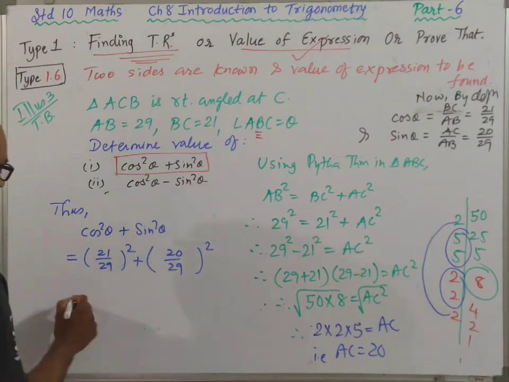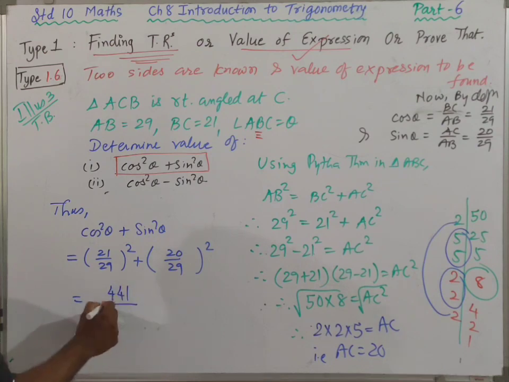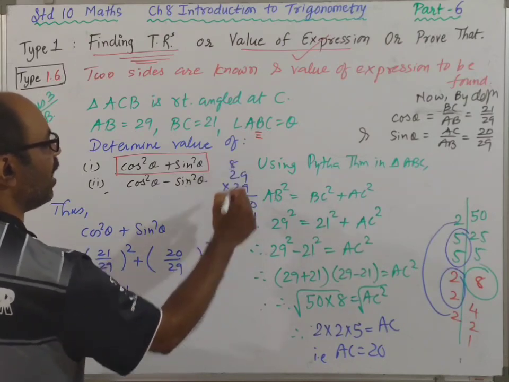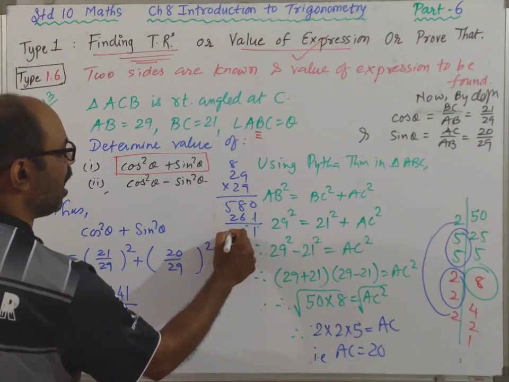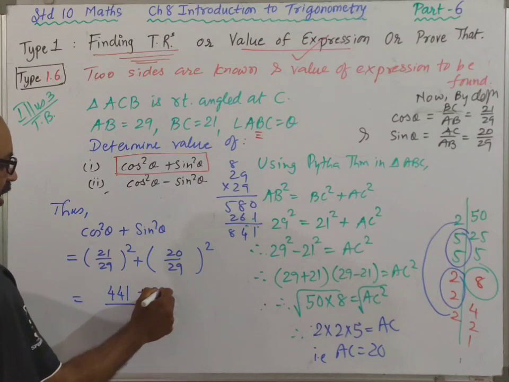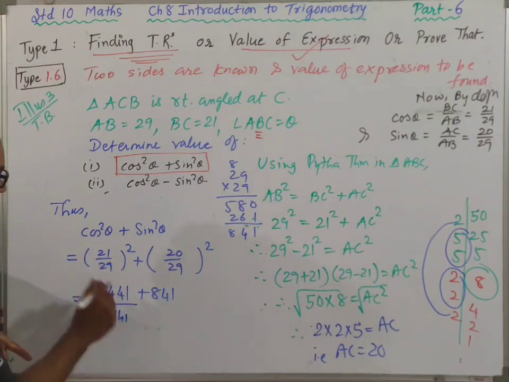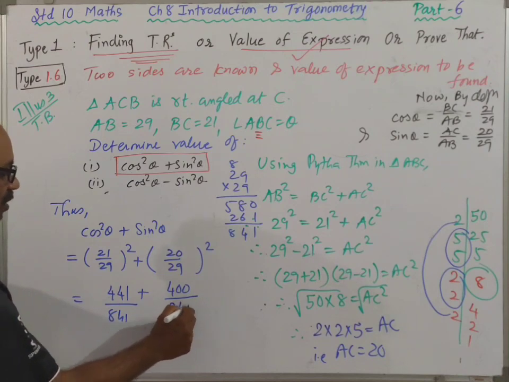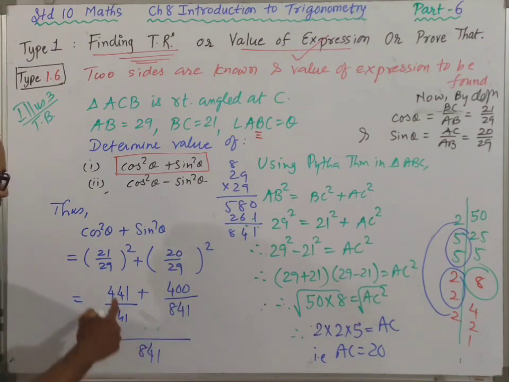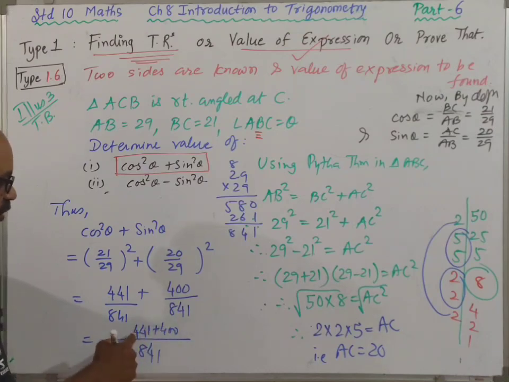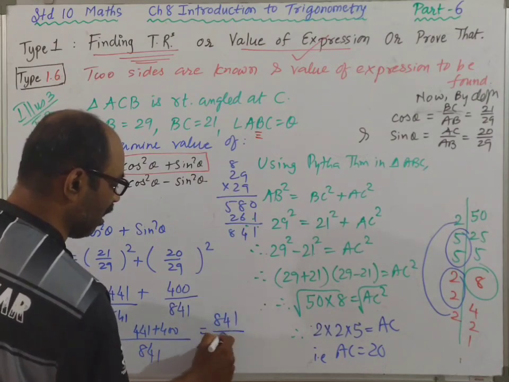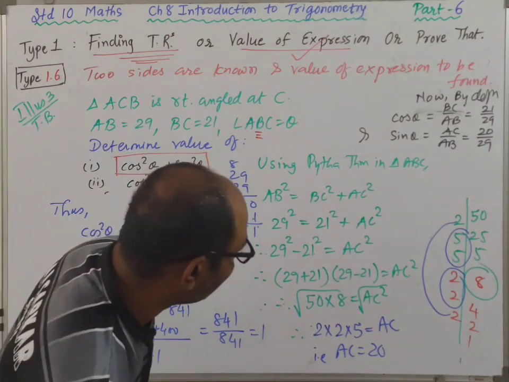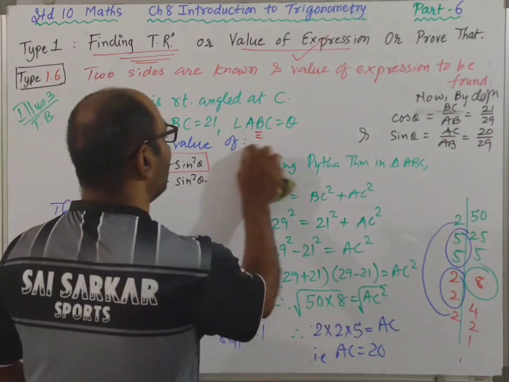Okay. Now, square of 21 is 441. What about square of 29? 29 into 29 is 841. Yes, 841 is the denominator. And this is 400, 20 square is 400. And 29 square we have just found. Oh, the denominators are alike, that makes your work easier. 441 plus 400 is 841 upon 841. And that is 1. So what is the value of cos square theta plus sin square theta? 1. Similarly, you can find out the value of cos square theta minus sin square theta. Alright.